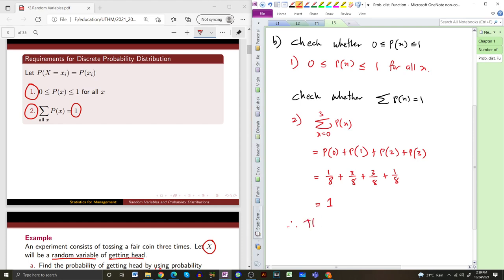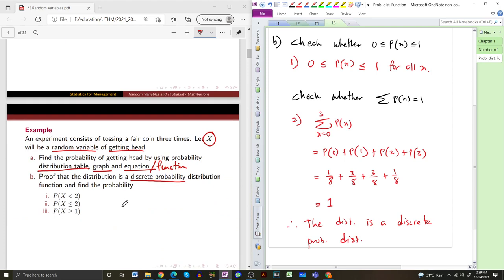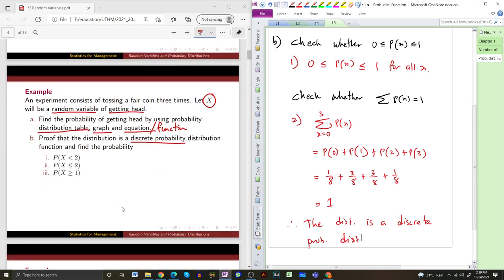Therefore, the distribution is a discrete probability distribution. This is the answer for the first part of B. For the second part, they ask us to find the probability of P(x) less than 2.